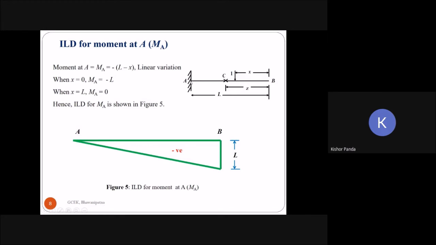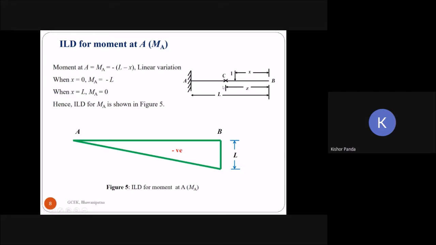And what is this length? This length is equal to L minus X, because the total length is L and this length is X. So what is this length, from this unit load to the fixed end A? This length is equal to L minus X.